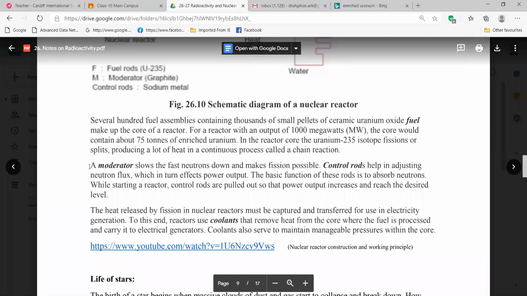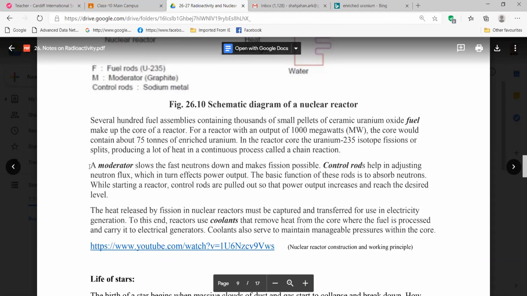Okay. A moderator slows the fast neutrons down and makes fission possible. Control rods help in adjusting neutron flux, which in turn affects power output. The basic function of these rods is to absorb neutrons. While starting a reactor, control rods are pulled out so that power output increases and reaches the desired level.